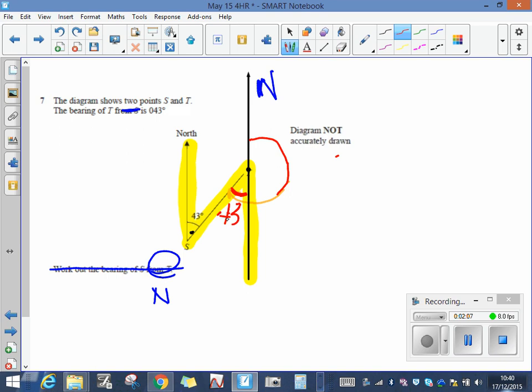Now if I want to work out my bearing then, so there's 43 degrees there. If I want to work out my bearing, I can now see that it's going to be the 180 here plus the 43. So 180 plus 43 comes out as 223 degrees. So the bearing of S from T is 223 degrees.